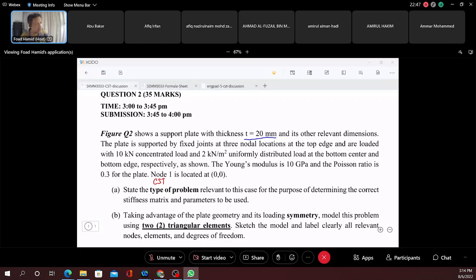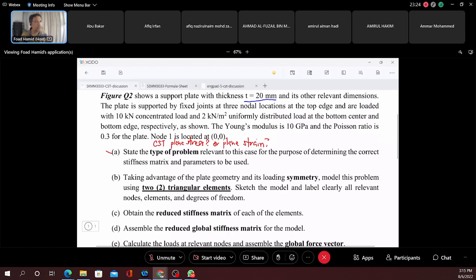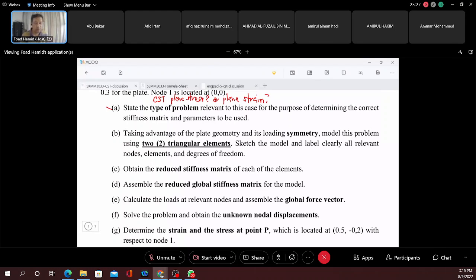Before you do anything, because this is part A, if you get part A wrong, the rest is basically wrong. This is very important. So plane stress or plane strain, let me change that. That's the first one because we need to identify the problem, so we use the correct formula for our problem.